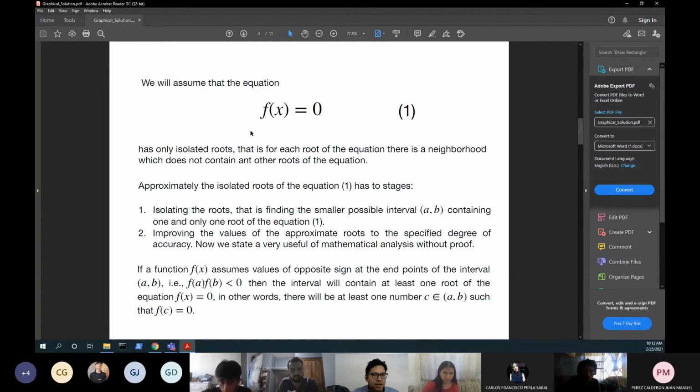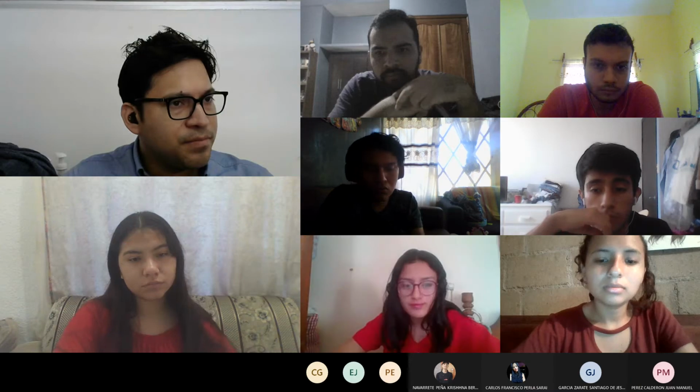So for example, if we assume any function here, f(x) equal to 0, we are assuming that this function has isolated roots. So what do I mean by isolated roots? I mean that we have a neighborhood. When I say a neighborhood, it means I have an interval between A and B where the solution by itself can be found. Okay? I want to use the whiteboard.